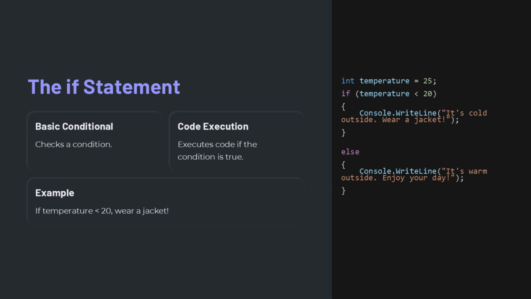Let's look at an example. Here, the condition temperature less than 20 is true, so the message "It's cold outside, wear a jacket" will be displayed. If the condition were false, nothing would happen.